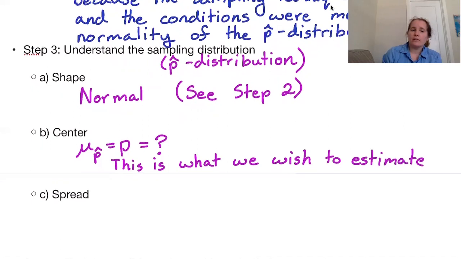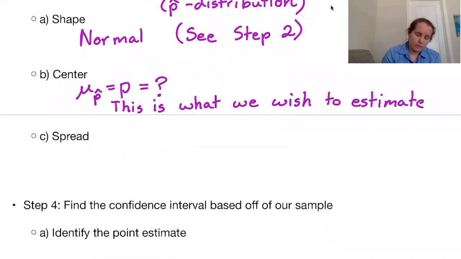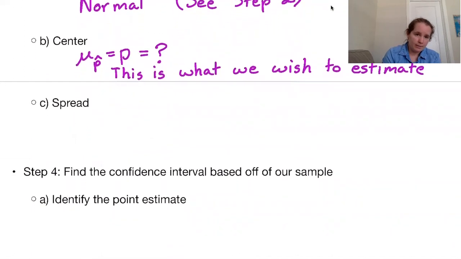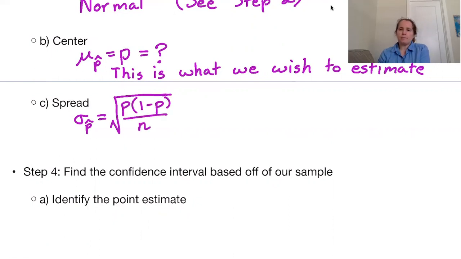Then the last thing we want is the spread. So for the spread, we'll do sigma sub p-hat, and the formula we had for that was the square root of p times 1 minus p divided by n. When we do p times 1 minus p divided by n, we don't know p again. So instead, we will use p-hat to approximate p.